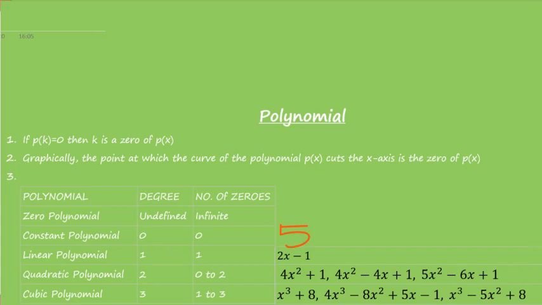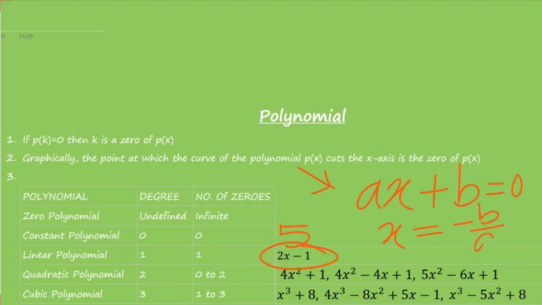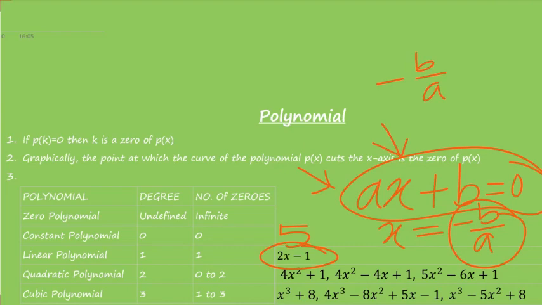The linear polynomial. I have given one example here, 2x minus 1. The form of a linear polynomial we have discussed earlier is ax plus b. So if this is our polynomial and we equate it to 0, then we shall always have x equal to minus b by a. That is our value of x for which this polynomial will be equal to 0. Hence the root of a linear polynomial is always minus b by a when the form is given as ax plus b. So what is the root of 2x minus 1? It will be 1 by 2.